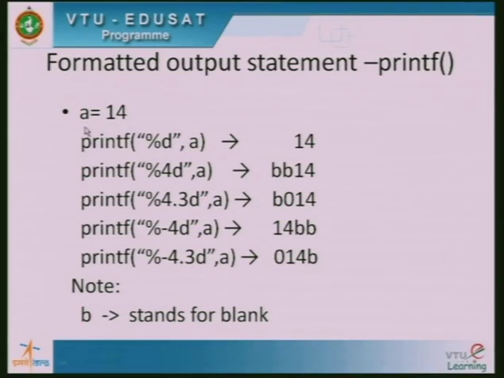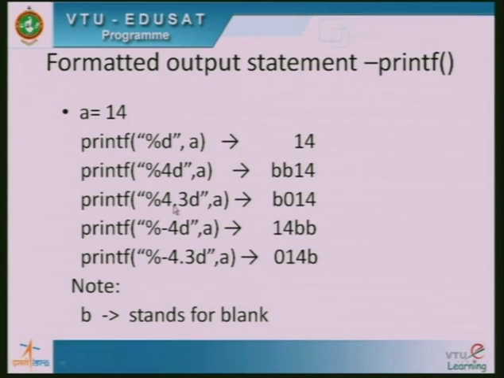So let us take this example: a equal to 14, an integer variable. So int a is assigned 14. Now you use printf %d in your programming, because this is a control string you are familiar with. When you print a, in the output you will get 14. You want this to occupy only 4 columns. If you use %4d here, 4 refers to how many columns should be occupied, that is the width. If you specify the same thing, in the output you will get 2 blanks and then 14. Here B stands for blanks.